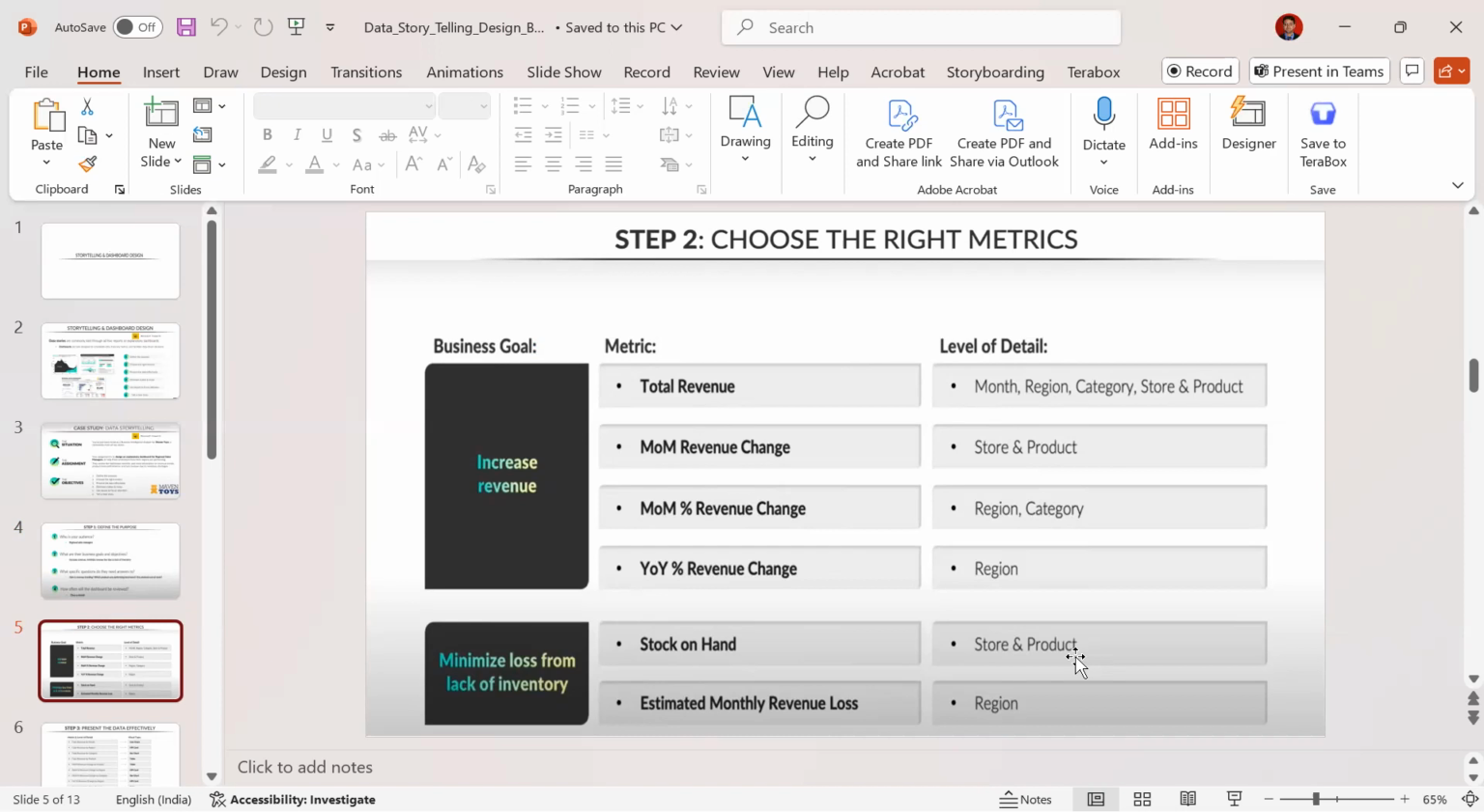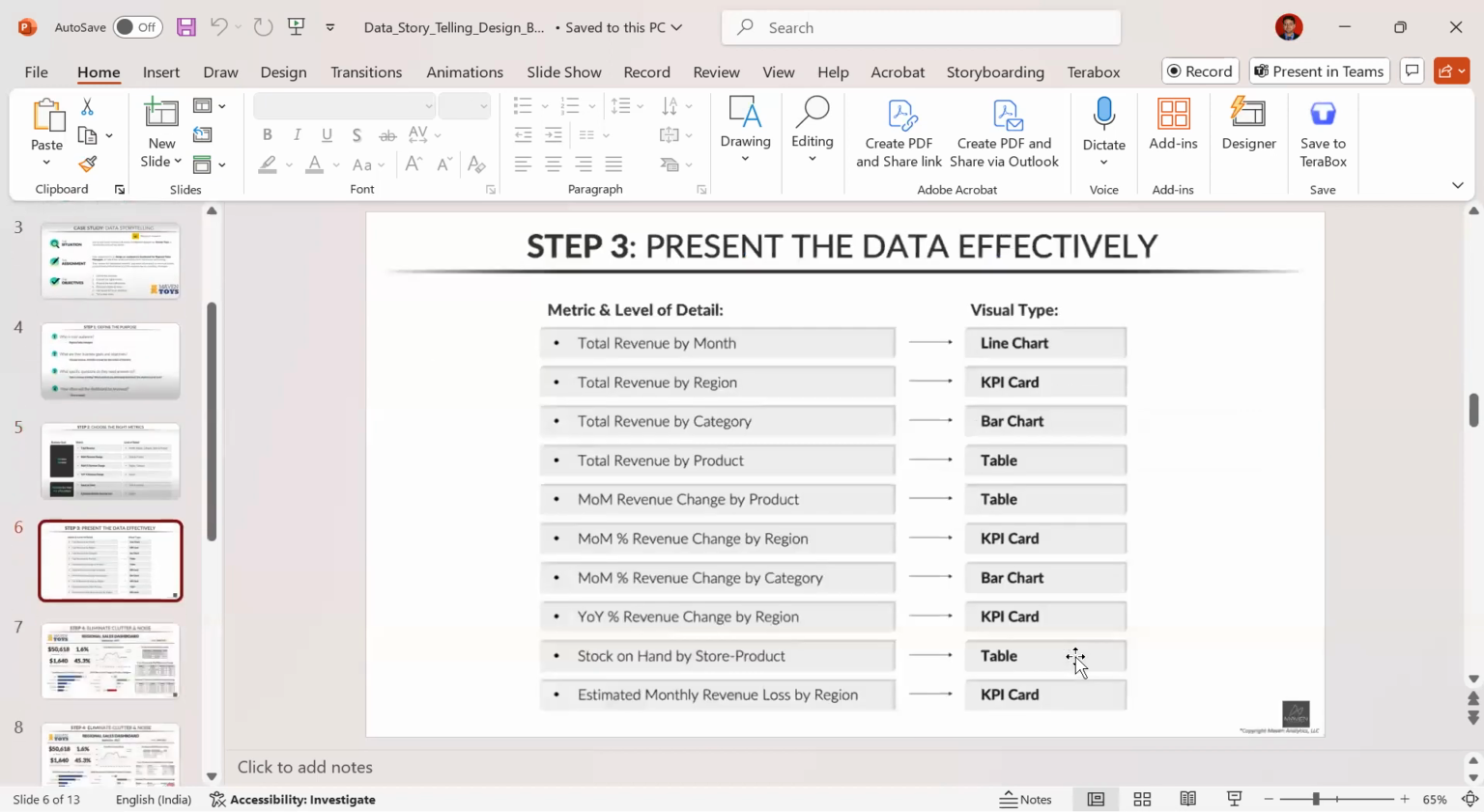And estimated monthly revenue loss also by region wise. You have to see that. So that is also a very important factor which will help them to see how they can increase the revenue. All these are different metrics for increasing the revenue and minimizing the revenue loss. That is what basically the companies will be majorly looking for to build this dashboard by using these metrics. And I also need to know which chart is suitable for which type of metric. That will be decided in the third step.